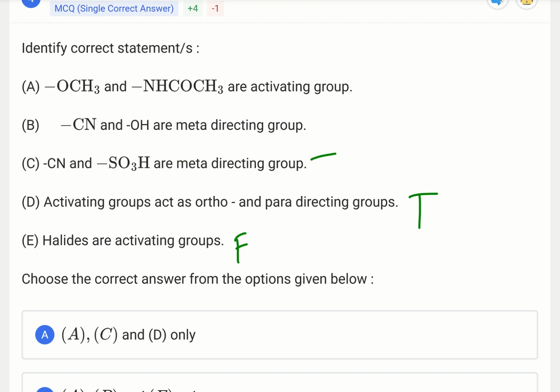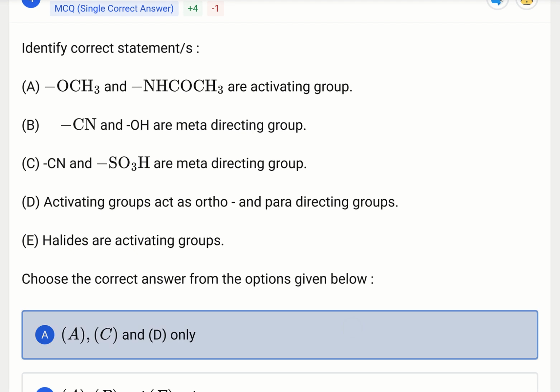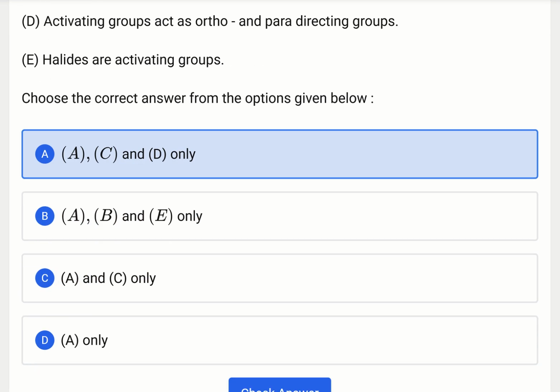CN, SO3 are meta-directing, yes, this is true. CN and OH are meta-directing. False. OCH3 are activating. True. So A, C and D. I have got this answer here. A, C and D. Check answer. Yes, we have got the right answer.